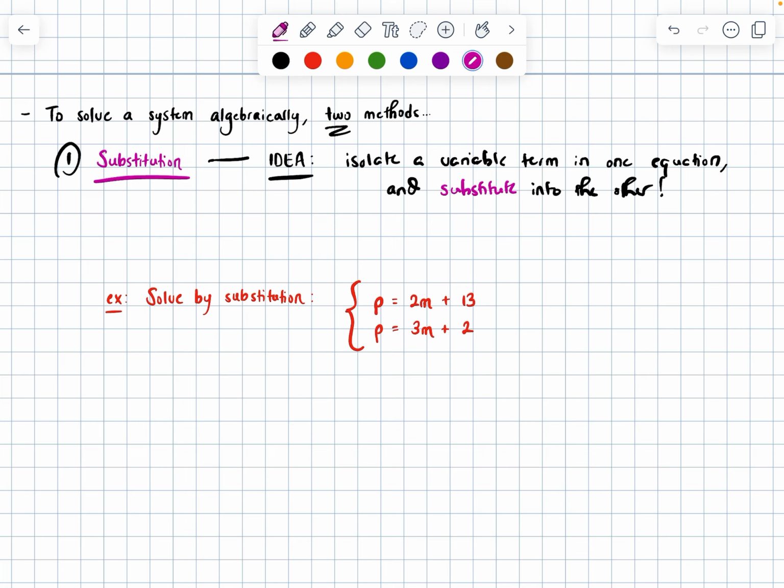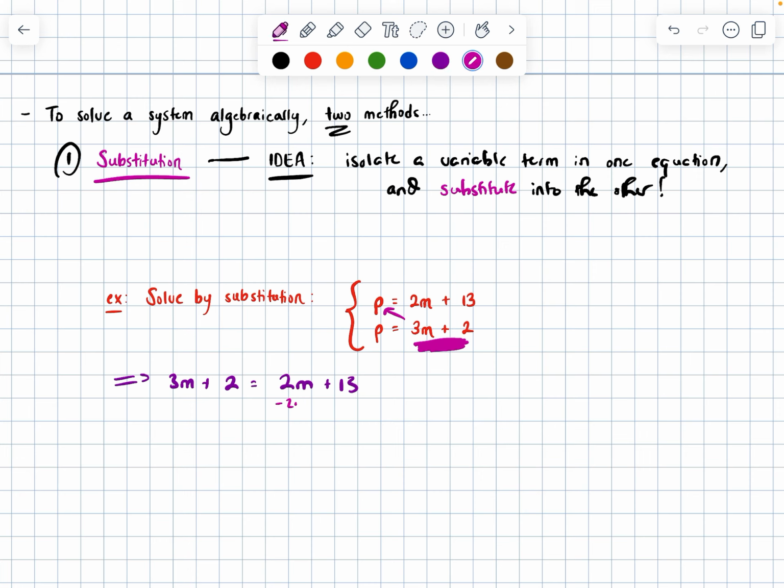Okay, so here, let's switch it up. Maybe I want to plug the second equation into the first equation. So here, I know that p is equal to 3m plus 2. I'm going to take that 3m plus 2 and replace the p in the first equation with that expression. So from here, I know that p, which is equal to 3m plus 2, is going to be equal to 2m plus 13 using substitution. So all I need to do is solve for m.